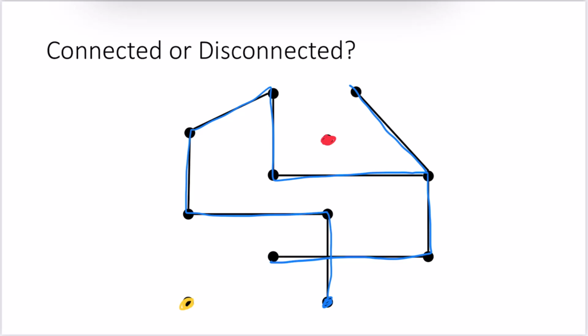So that's the definition of what connected and disconnected means. A connected graph means that any pair of vertices that you choose in the graph will always have a path between them. And disconnected means that there are some pairs of vertices that you could not get to by going through a path.